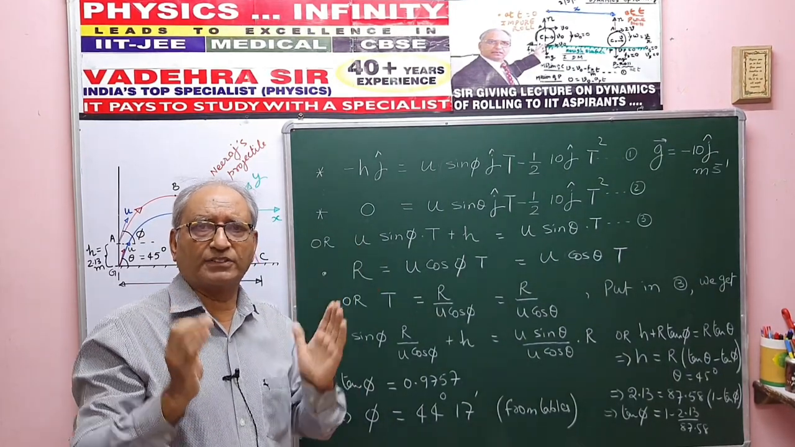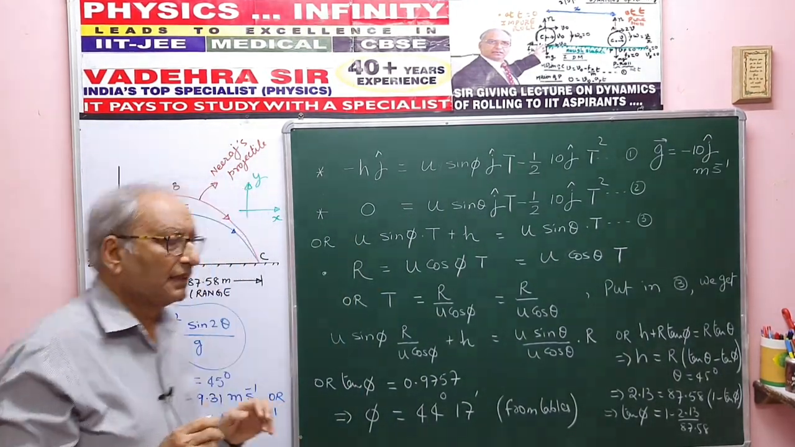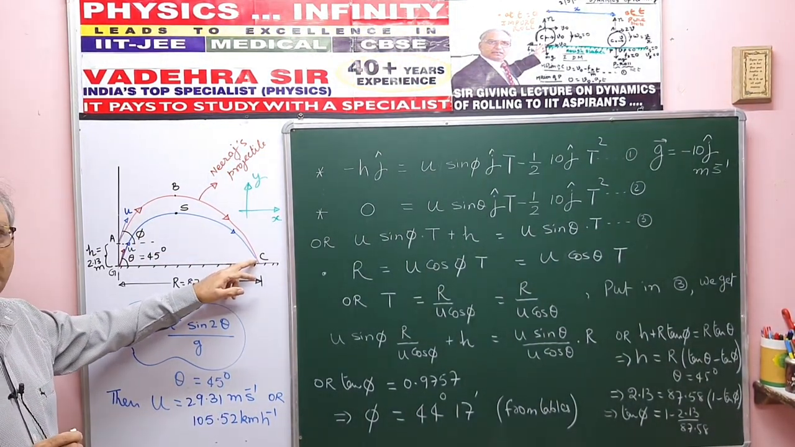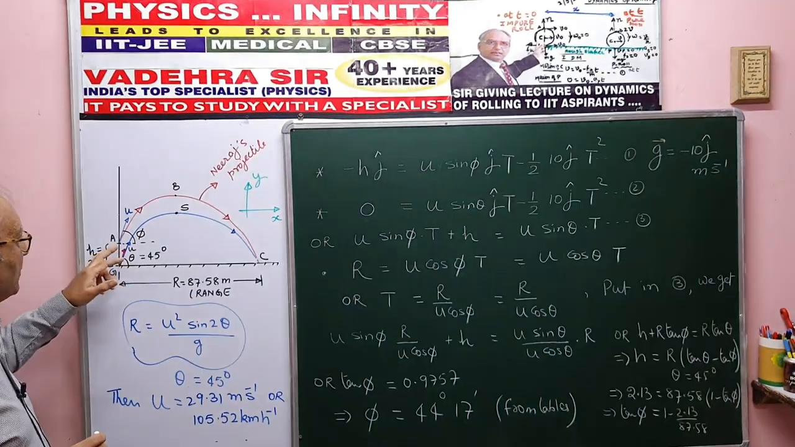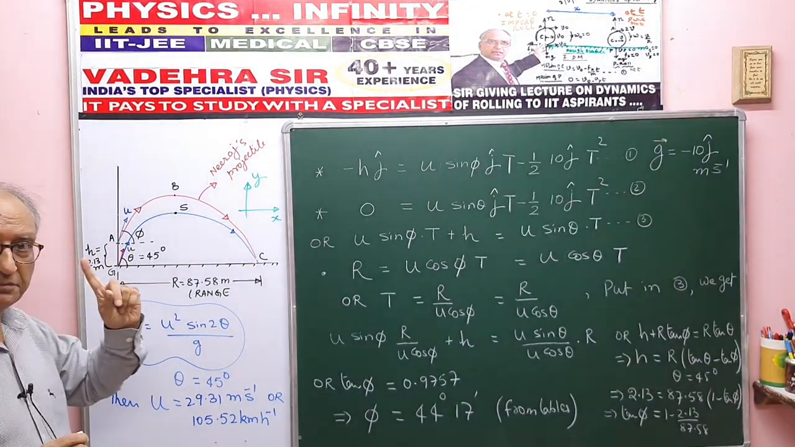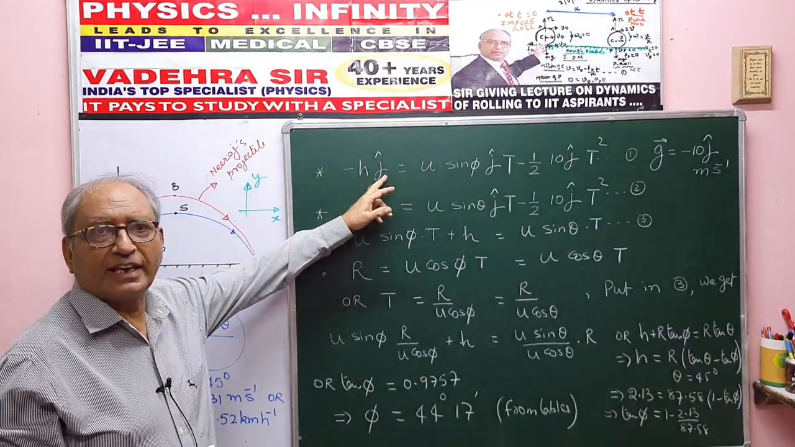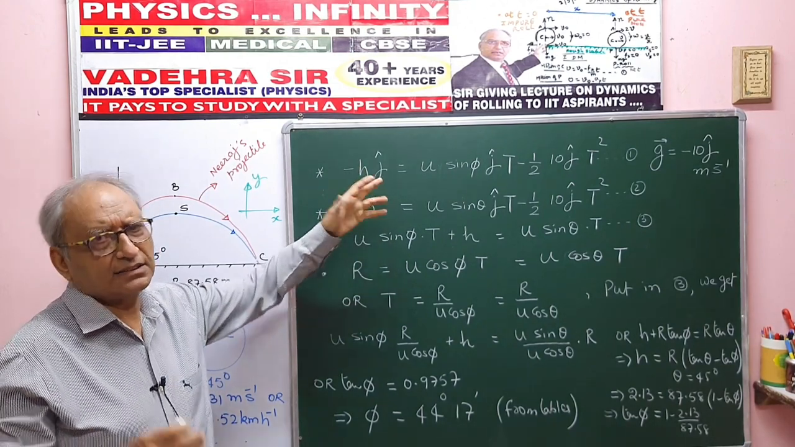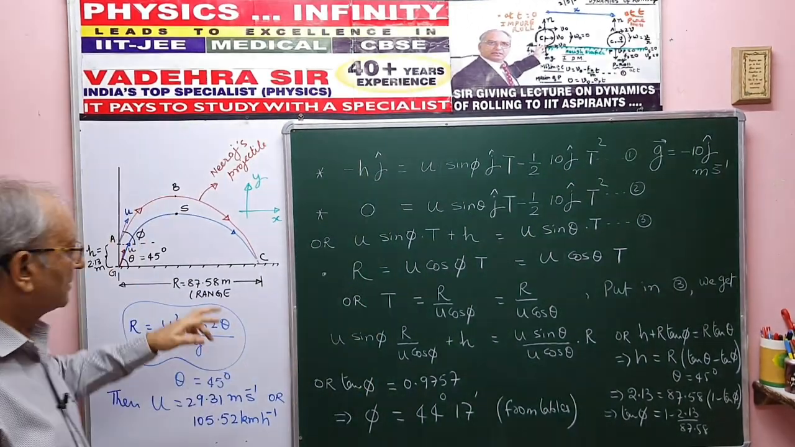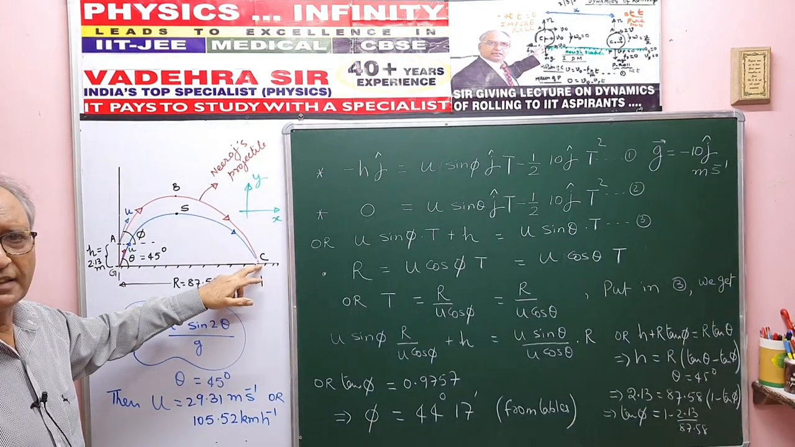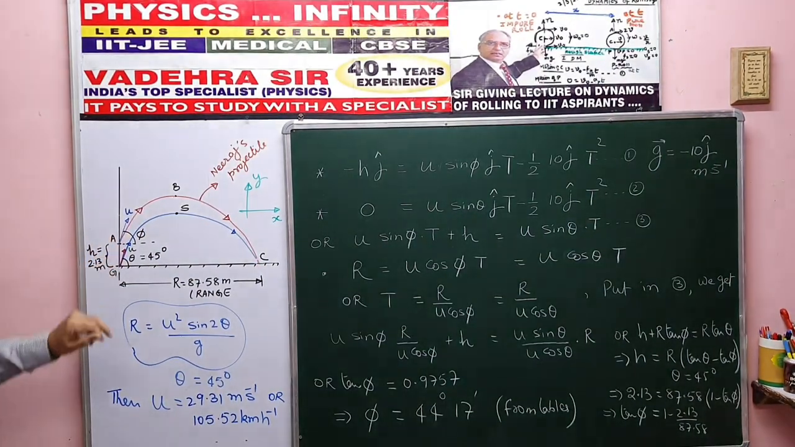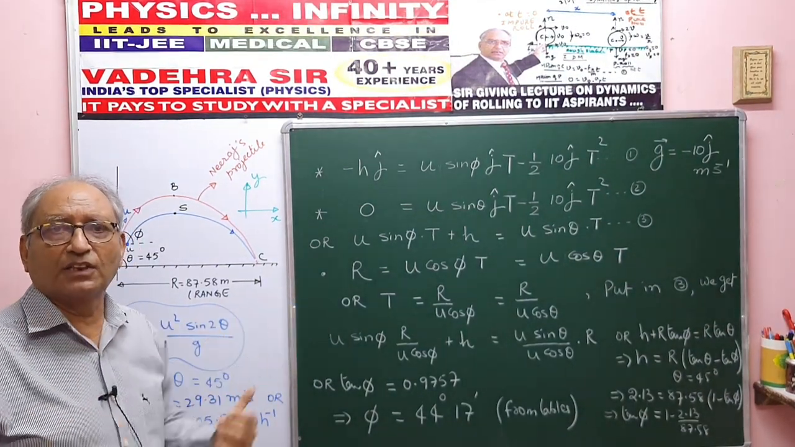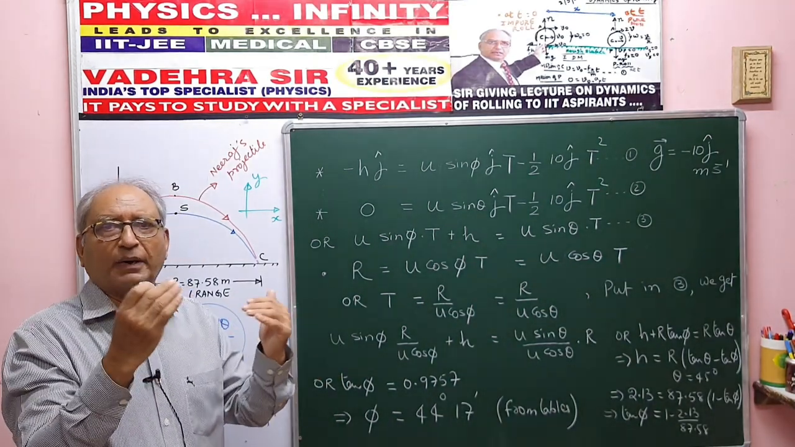If I use the simple equations of motion in vector form, then for the total flight of the javelin, the vertical displacement of the javelin is minus h j cap, where small h is of course 2.13 meter. Now why do I take minus? Students of physics can easily understand, because if this is the coordinate I'm taking as 0, and the initial position I'm taking as 2.13, or h j cap, the displacement is the difference of the two positions, that is 0 minus 2.13 j cap.